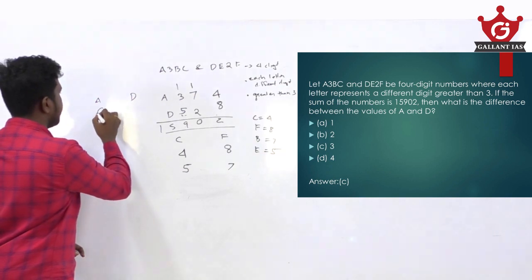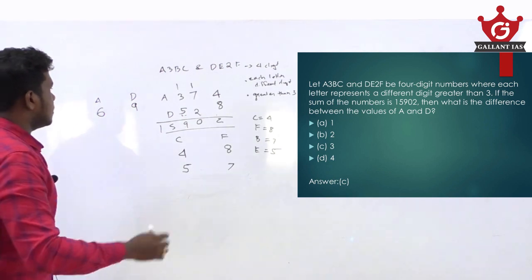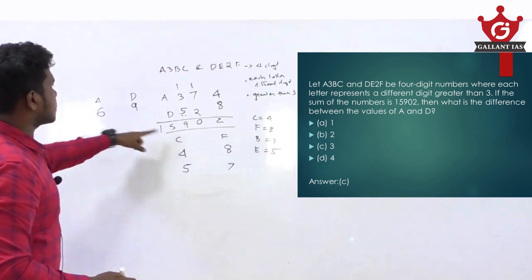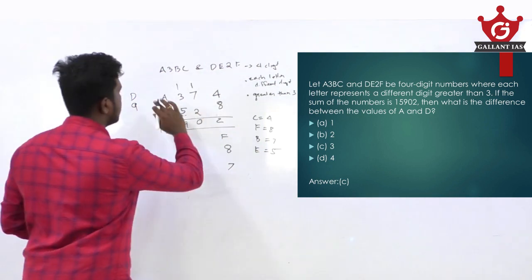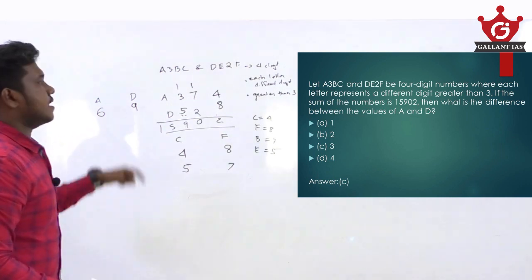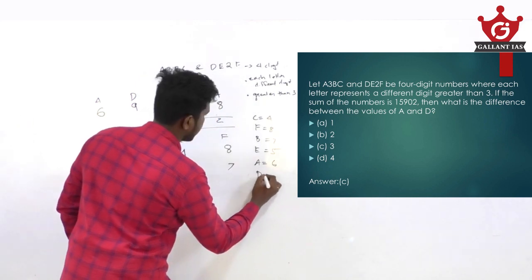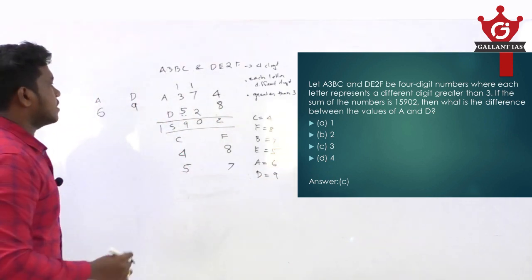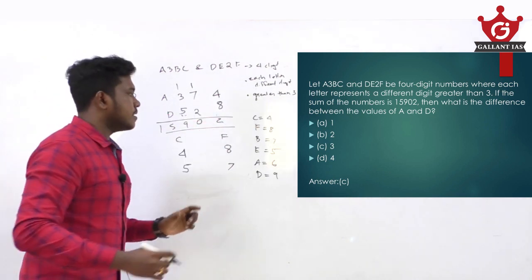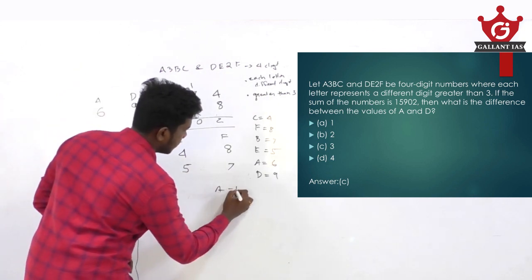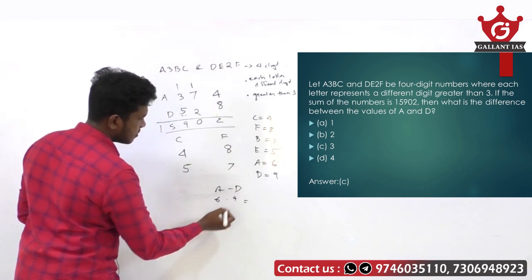Now 6 and 9. Can we take 6 and 9? Look here. Is there any value 6 coming here? No. Is there any value 9 coming here in these 4 digits? No. So we can take 6 and 9. Okay. So A is 6 and D is 9. Their sum will be 15. So what they asked to find is the difference between the value A and D. So we need to find A minus D. So we got A as 6 and D as 9. So A minus D, you will be getting 3.